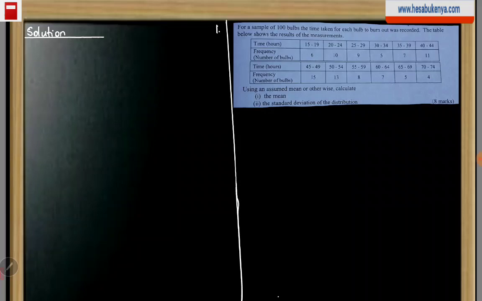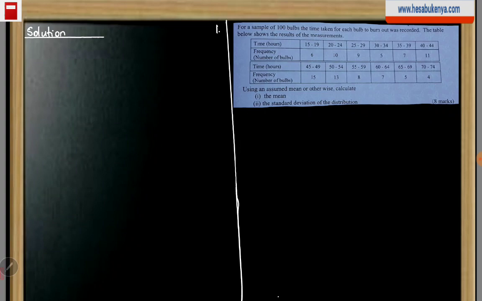Question 1. For a sample of 100 bulbs, the time taken for each bulb to burn out was recorded. The table below shows the results of the measurements. So we have a table with time in hours. We also have the frequency, which represents the number of bulbs that was recorded. So using an assumed mean or otherwise, calculate 1. the mean, 2. the standard deviation of the distribution.